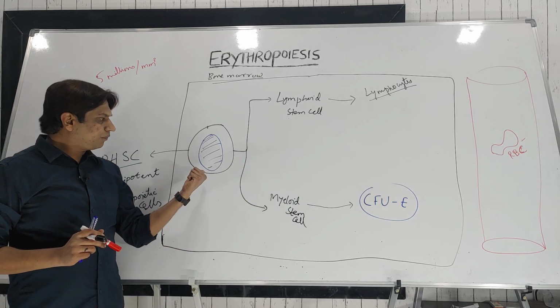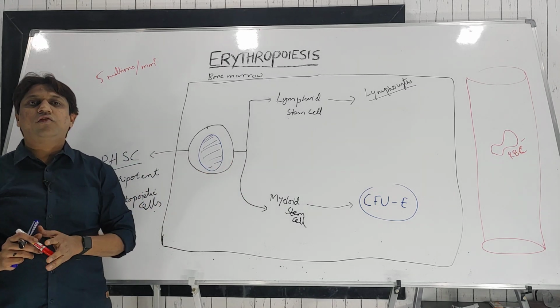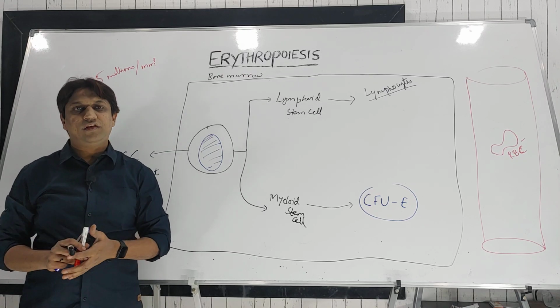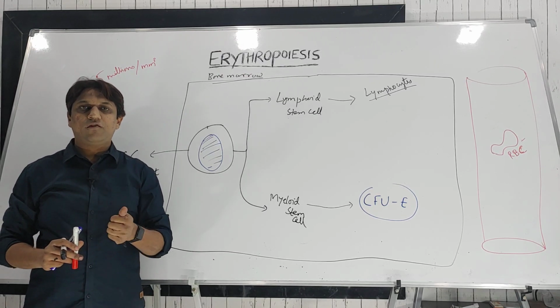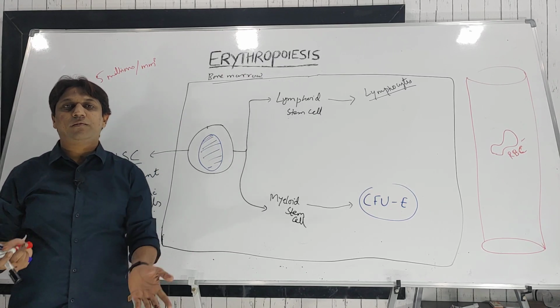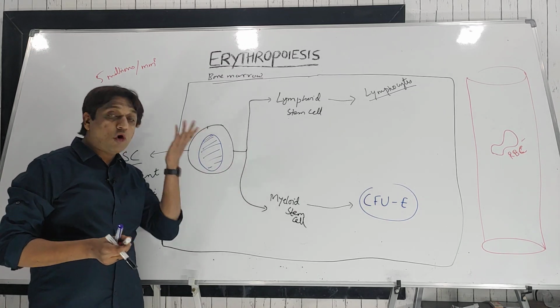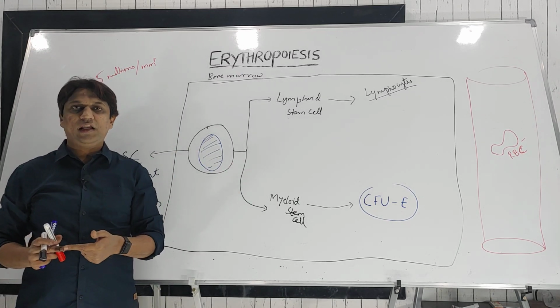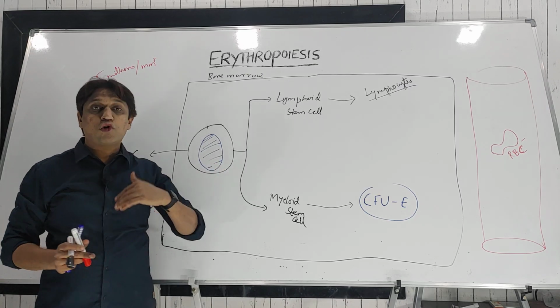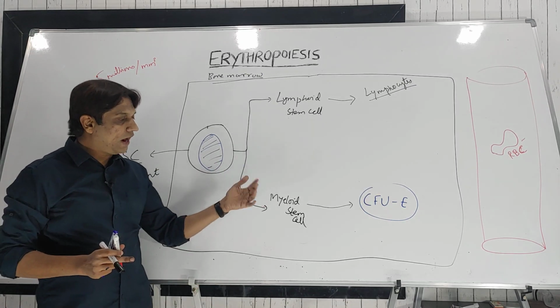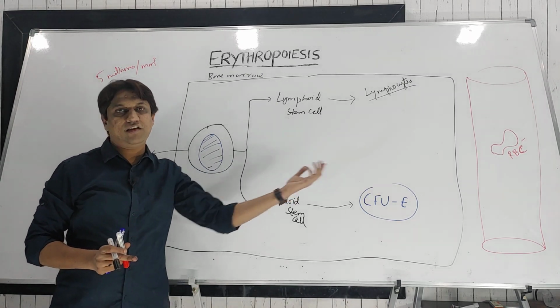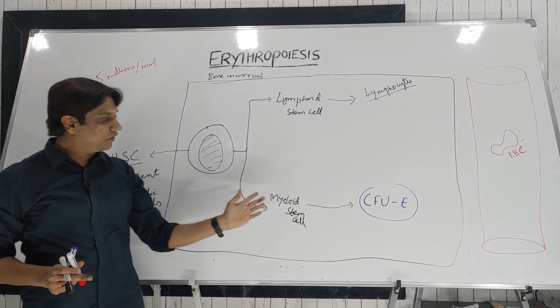Now there are certain characteristics of these stem cells. What are they? First, a stem cell has the property of self-replication, that is, it can multiply its own number. Secondly, it has the property of growth and differentiation, that is, it will grow and differentiate into mature cells. That is the characteristic of the stem cells. So these are the stem cells.